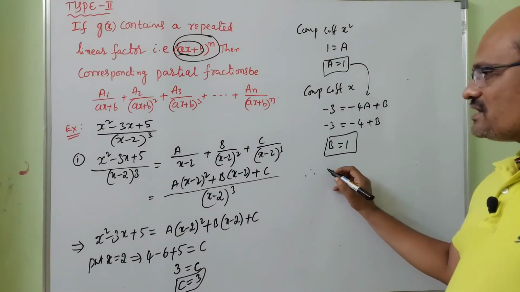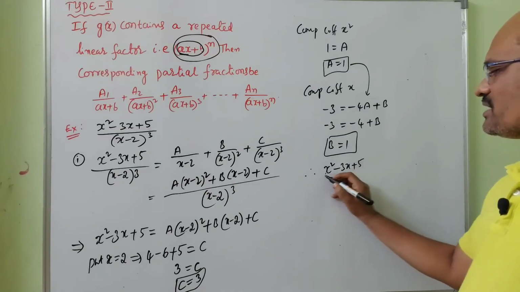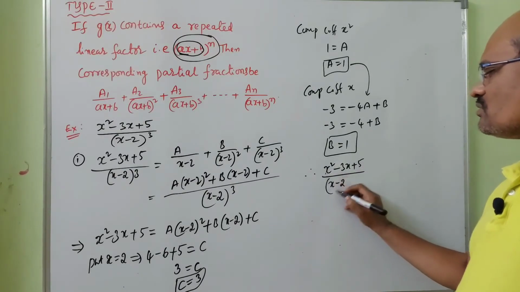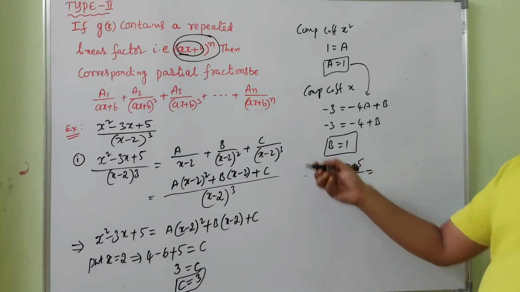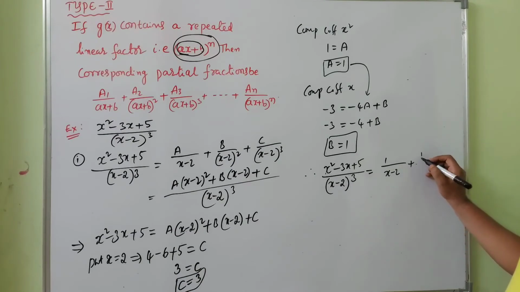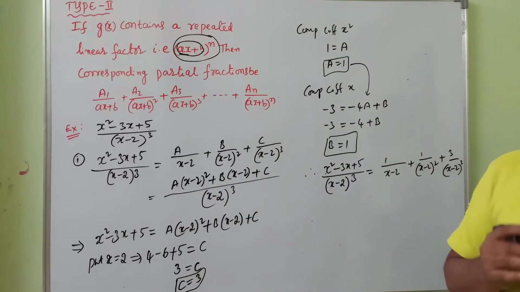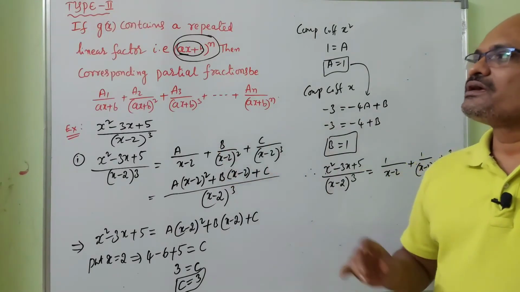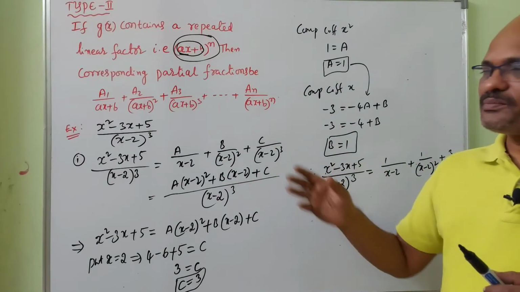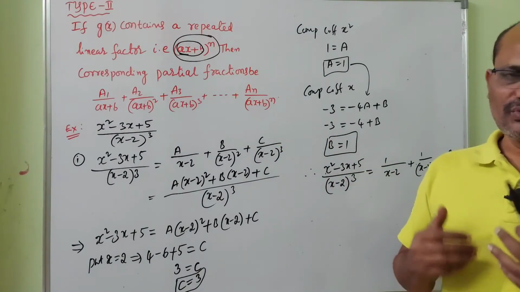Now we have to write the partial fractions. (x square minus 3x plus 5) by (x minus 2) whole cube. What are the partial fractions? Substitute a, b, c here. a is 1, so 1 by (x minus 2) plus 1 by (x minus 2) whole square plus 3 by (x minus 2) whole cube. This is the first method of doing a repeated linear factor. There is one more method for this, I am going to explain.